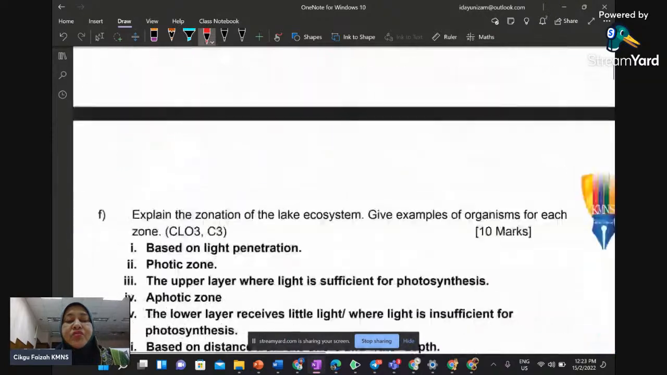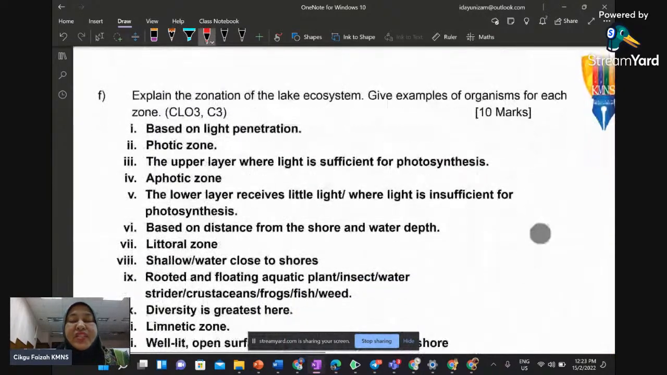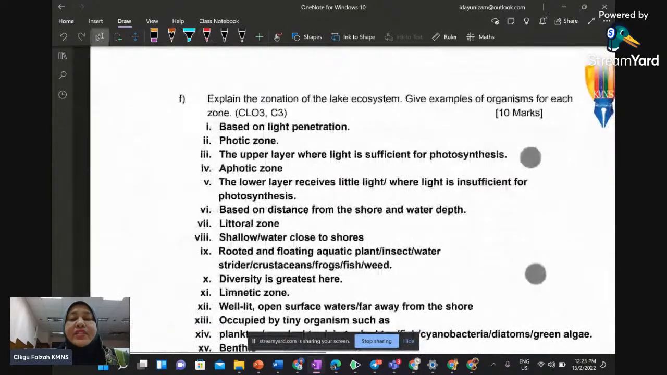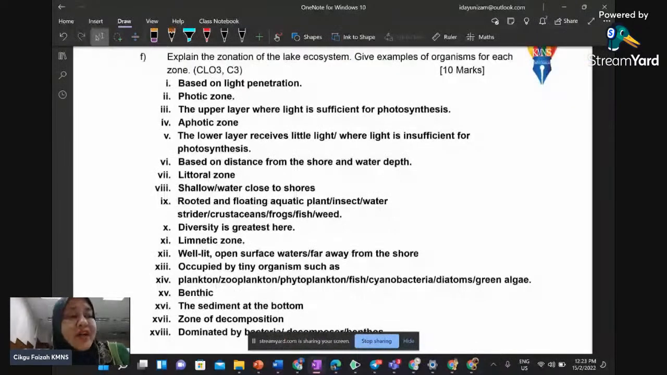Now we proceed to question F. Okay, question F is illustrate, ataupun sorry, you need to put in your own words. Okay, put in your own sentence, right? Okay, give examples as well, right? Jadi you need to explain the zonation of the lake ecosystem.